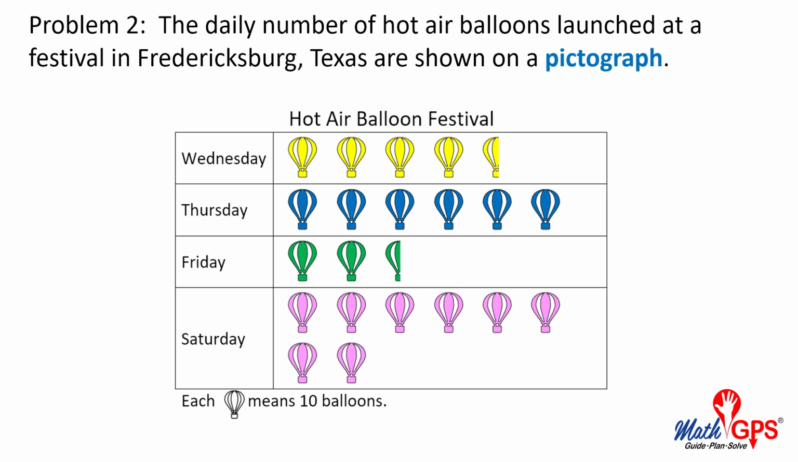Problem 2. The daily number of hot air balloons launched at a festival in Fredericksburg, Texas are shown on a pictograph. According to the key, what does each picture represent? How many more balloons on Thursday than Wednesday? How many more balloons on Saturday than Thursday?